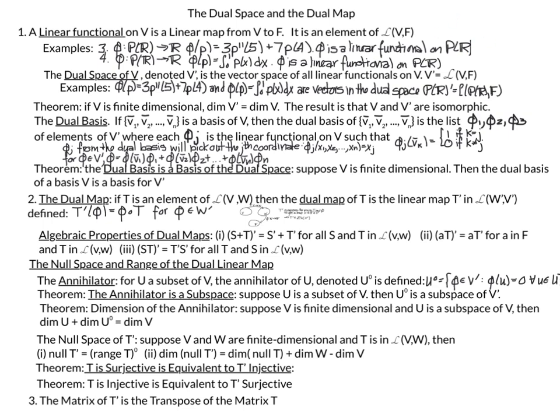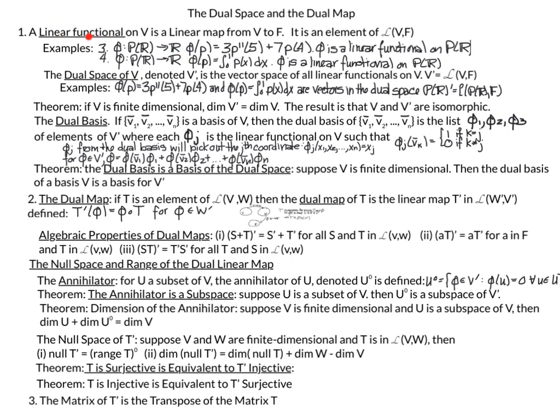Our second example will be phi from the space of polynomials over R to the field of real numbers. Phi of p is equal to the integral from 0 to 1 of our function p of x dx. So here again, phi is a linear functional. It's a function, and it produces a scalar in R.